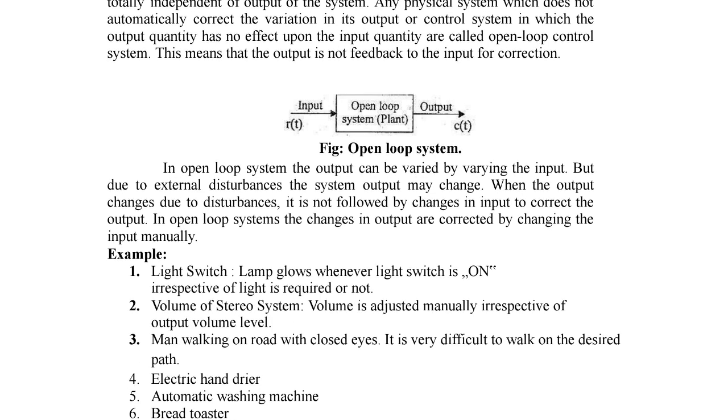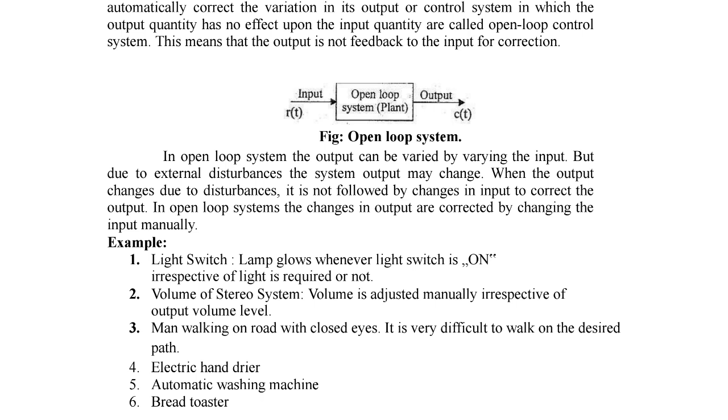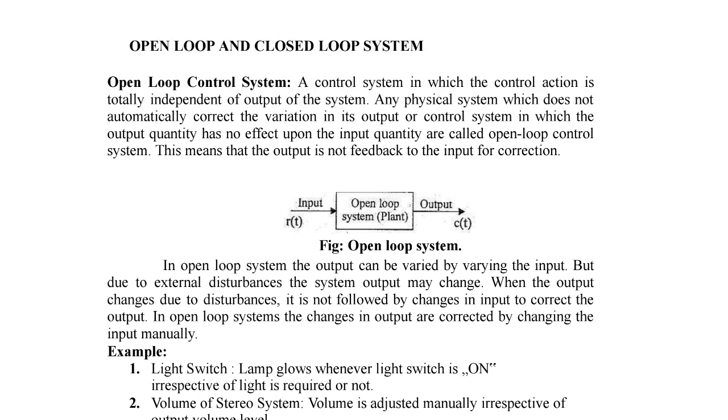Examples of open loop systems are the light switch. The lamp glows whenever the light switch is on, irrespective of whether the light is required or not. The second example is the fan. You need to manually correct the speed of the fan. These are examples of open loop systems.